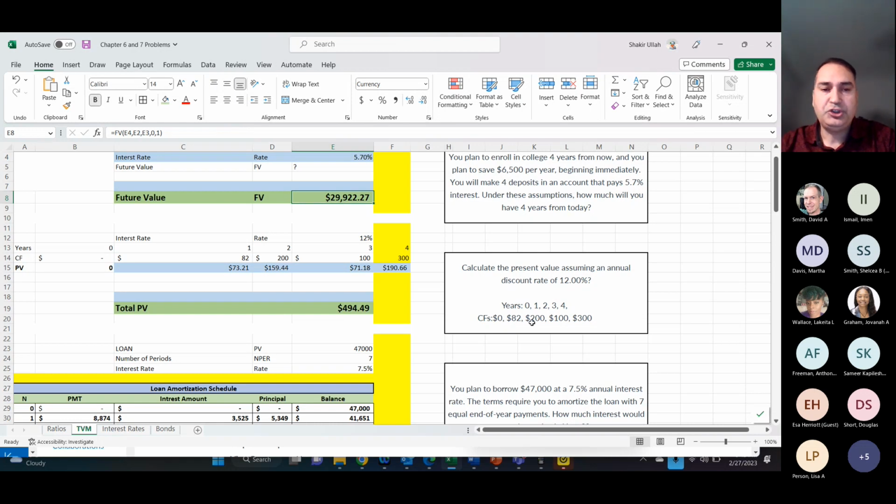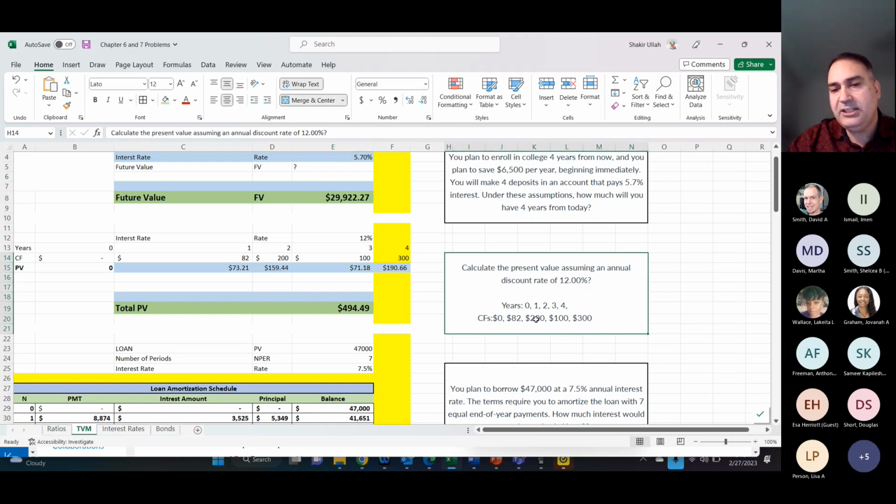Now, when that is the situation and you do the problem in Excel, what you have to do is bring all of these values to the present one by one and then add them together. So that is one of the things. You have another formula as well, but we haven't done that yet. We'll do that in a later chapter when we talk about capital budgeting. But for now, you have to do it one by one, okay?